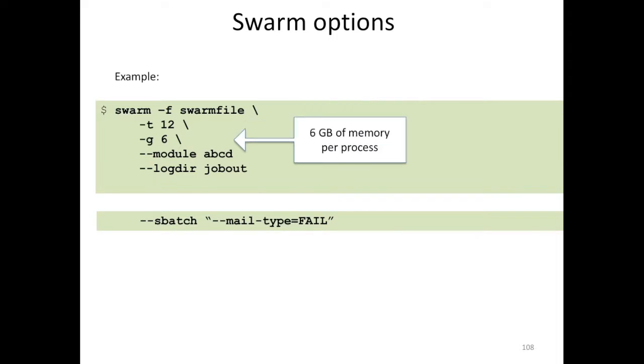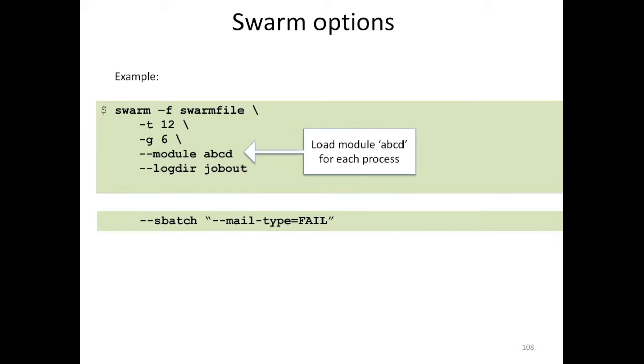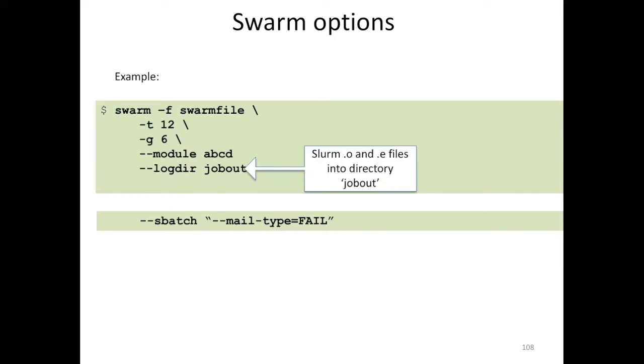-g 6 means allocate 6 gigabytes of memory per process. --module ABCD means load the module ABCD before each swarm subjob. And --logdir jobout. That means put all the swarm .o and .e files into a subdirectory called jobout. By default, they would have appeared in the directory from which you're submitting the job.